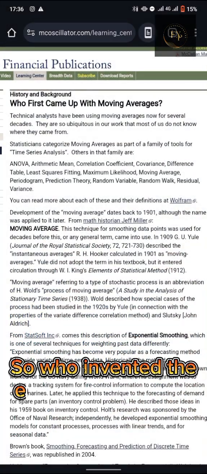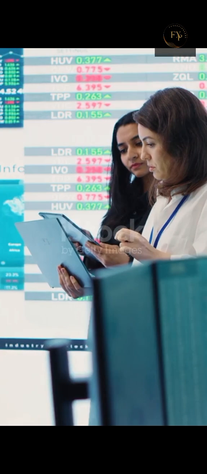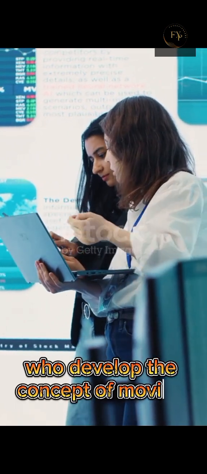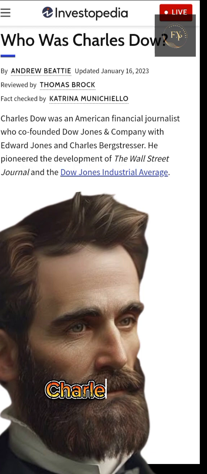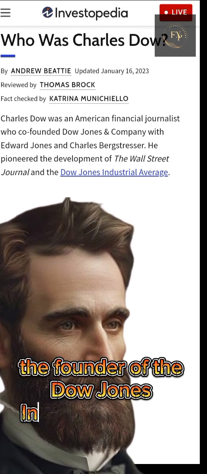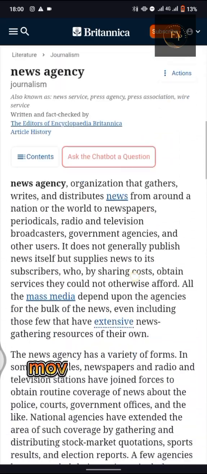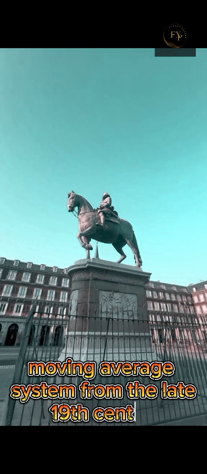So, who invented the exponential moving average? We can look to the early technical analysts who developed the concept of moving averages. Charles Dow, the founder of the Dow Jones Industrial Average, is often credited with developing the first moving average system from the late 19th century.